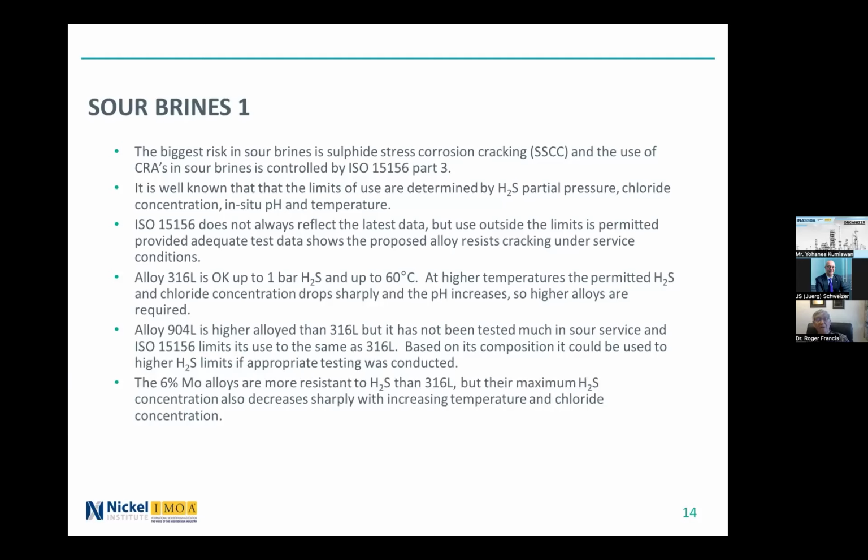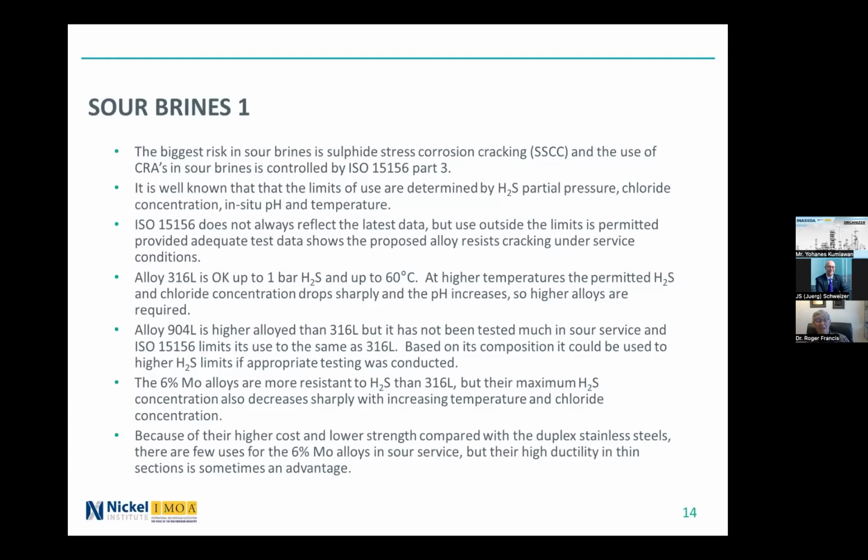Now, 6% molybdenum alloys are more resistant to H2S than 316L, but their maximum H2S concentration also decreases sharply with increasing temperature and chloride concentration. And because of their higher cost and lower strength compared with the duplex stainless steels, there are few uses for the 6% molybdenum alloys in sour service. But there are a few cases where their high ductility in thin sections has sometimes been an advantage.